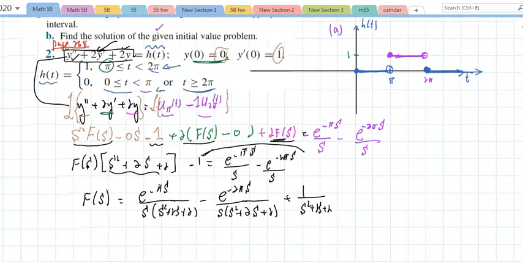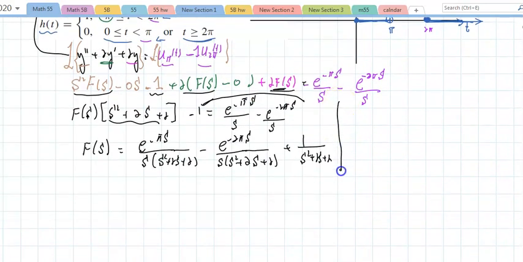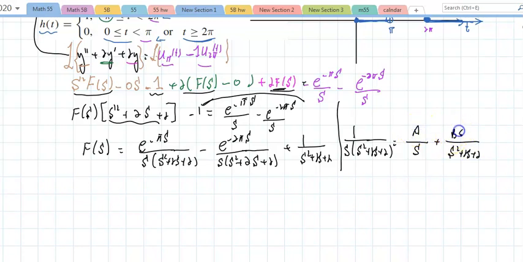the game now is figuring out 1 over s times s squared plus 2s plus 2 is what kind of a decomposition, and that's really simple algebra. Completing the square, getting A, all of that stuff. So we know this is A, and we know this is Bs plus C. If I clear the fractions, 1 will equal A times s squared plus 2s plus 2 plus Bs plus C times s.